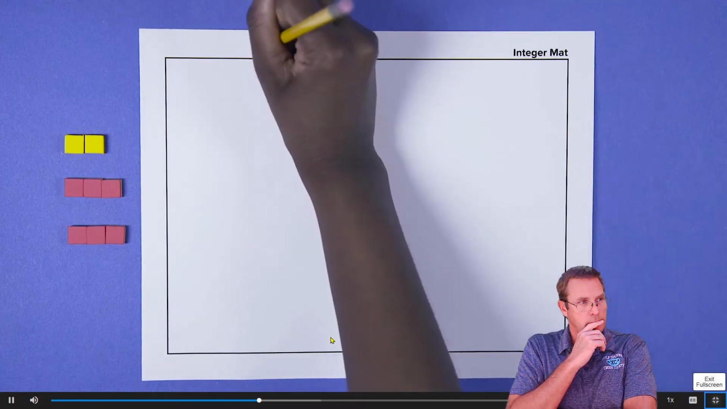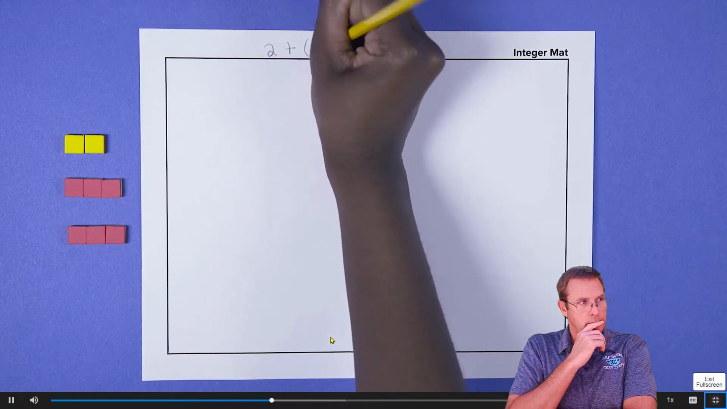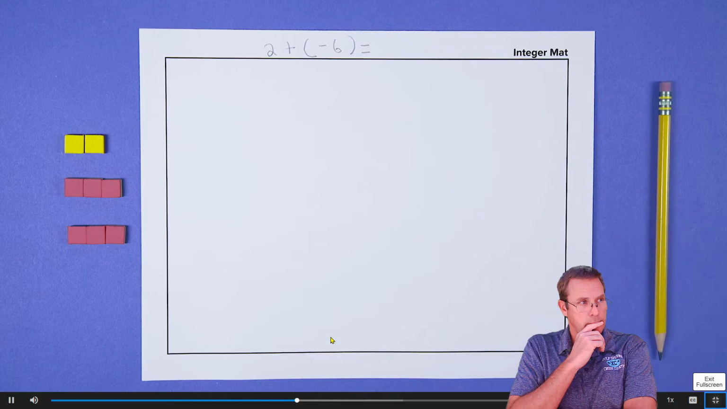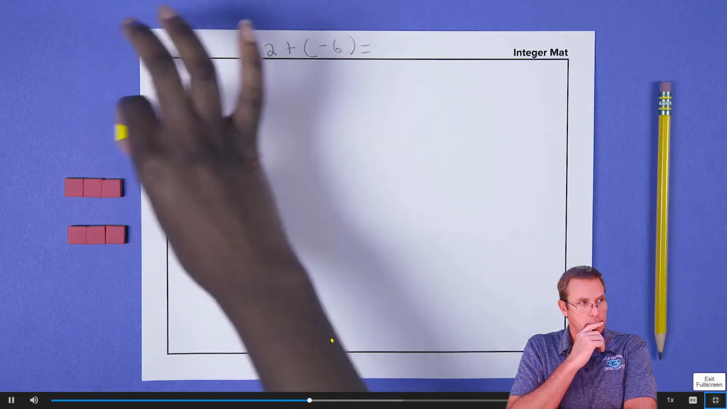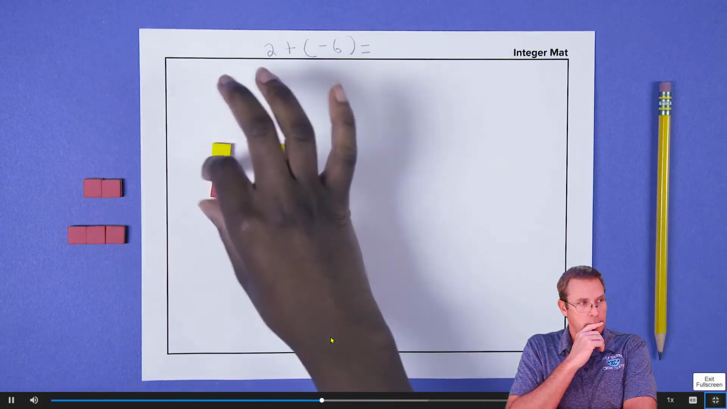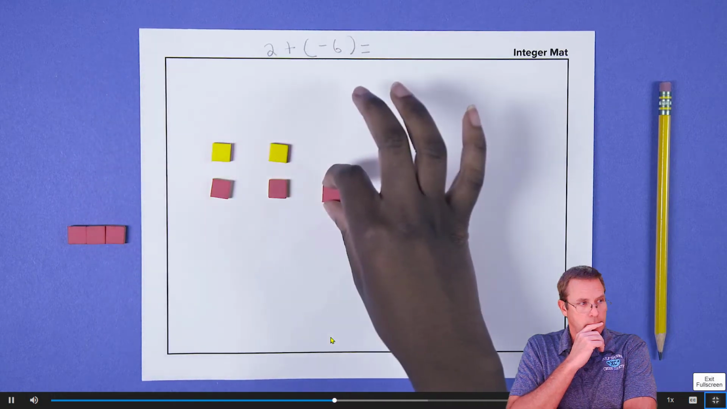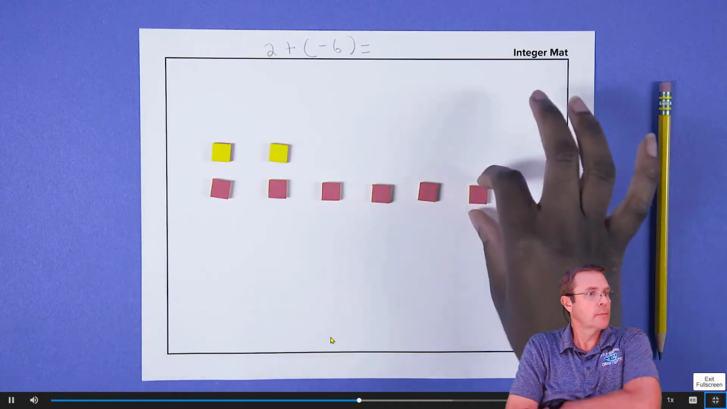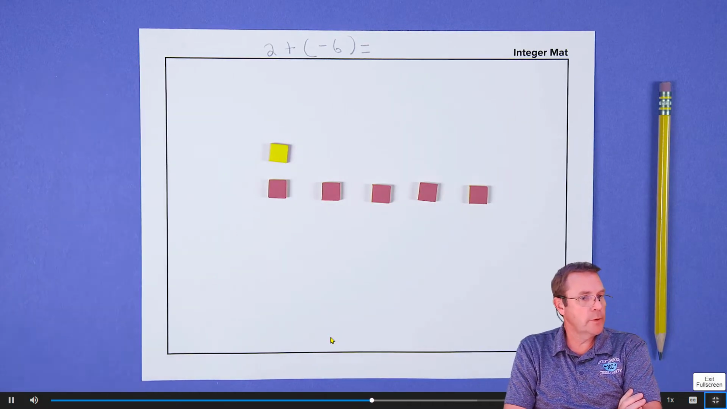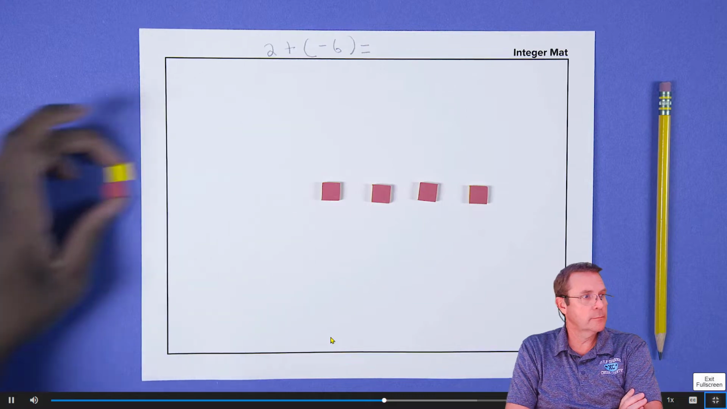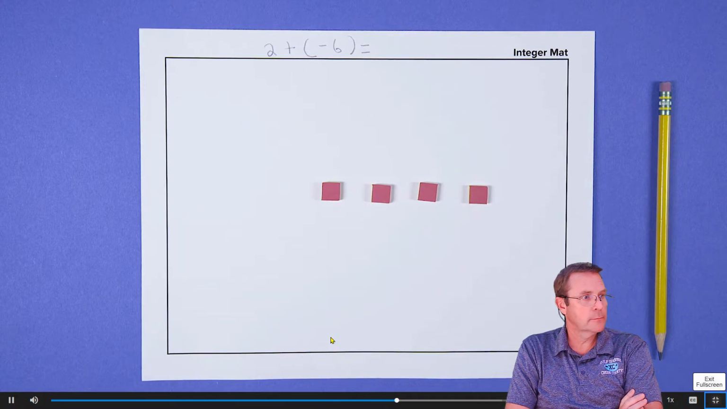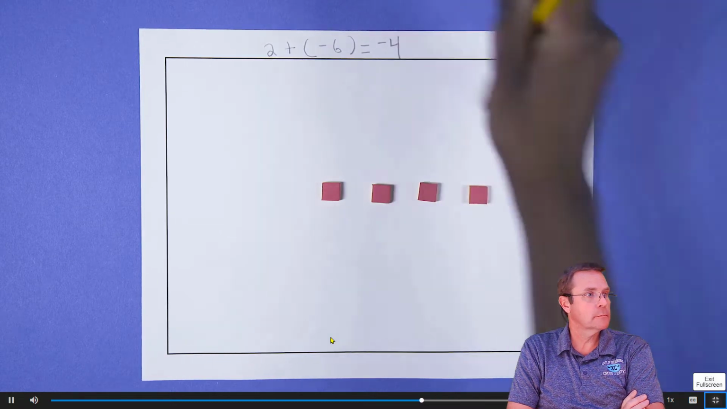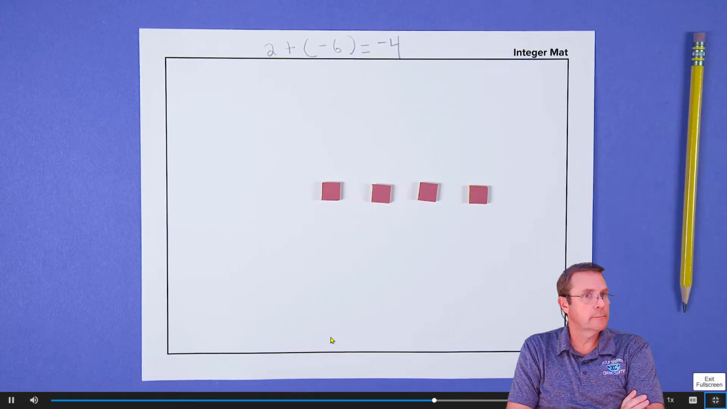Use algebra tiles to solve 2 plus -6. Combine 2 +1 tiles with 6 -1 tiles. Now remove all the zero pairs. Watch how the positive and negative pairs cancel each other out. There are 4 -1 tiles remaining, so 2 plus -6 equals -4.